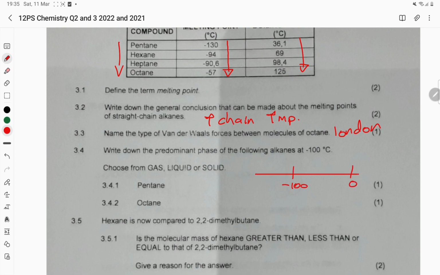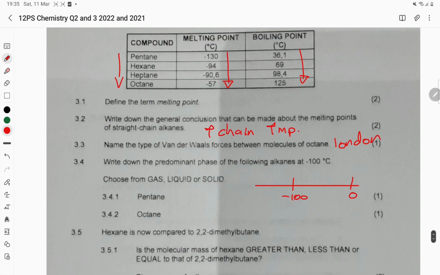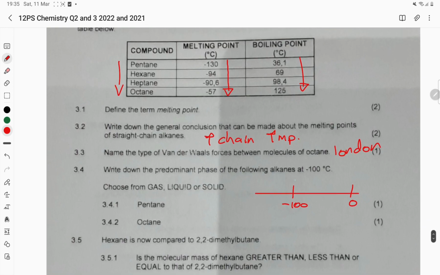There's my negative 100, there's my 0. So is pentane a liquid, solid, or gas at negative 100? Let's look at this carefully. I draw a number line, which is the best way to do this. This is where we're at, negative 100 degrees. Its melting point is less than negative 100, and its boiling point is more. So the temperature is between the melting and boiling point. Therefore, it is a liquid because it is between.